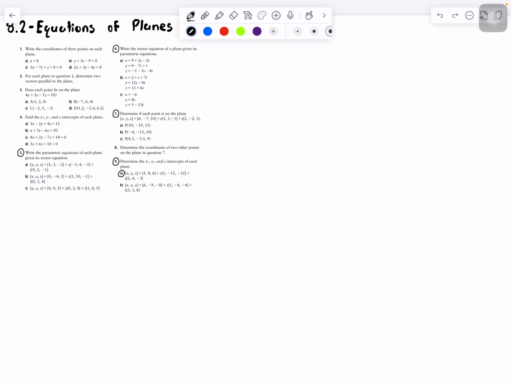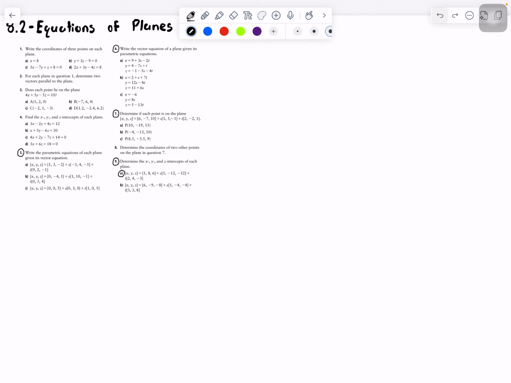We're now commencing our video series on section 8.2, equations of planes, where we'll be reviewing all the homework given. So let's start off with question 5. I think I'm going to do A and C for this problem. Write the parametric equations of each plane given its vector equation.